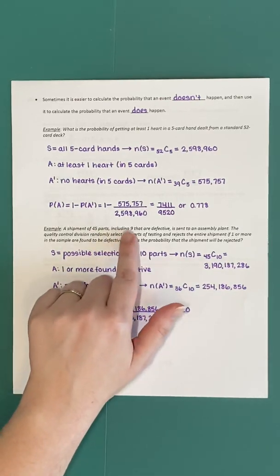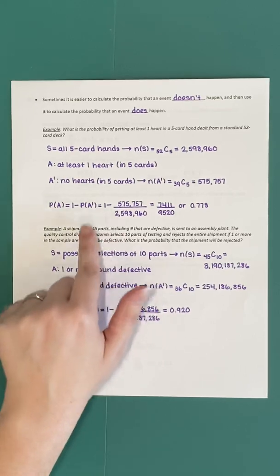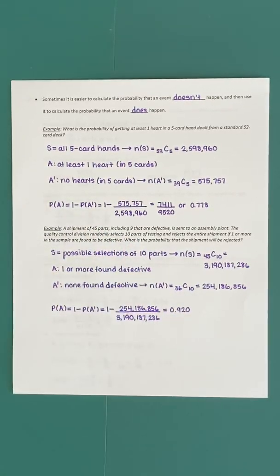So 9 out of the 45 we know to be defective. They're just going to randomly pick 10 out of the 45 and test them. If they find even 1 that's defective, then they'll send it back. If they find more than 1, they're going to send it back as well, but they have to find at least 1, and that will determine if they're going to send it back. We want to know what's the probability that it is sent back.